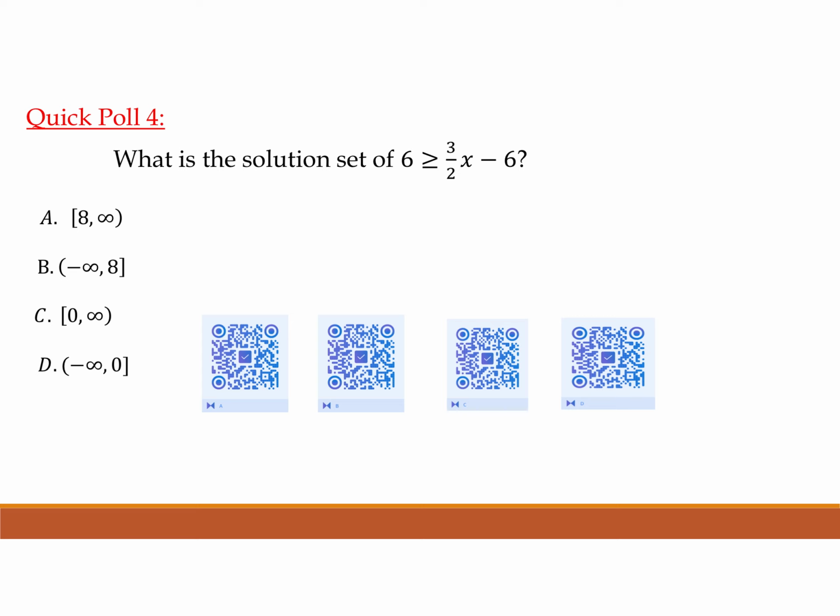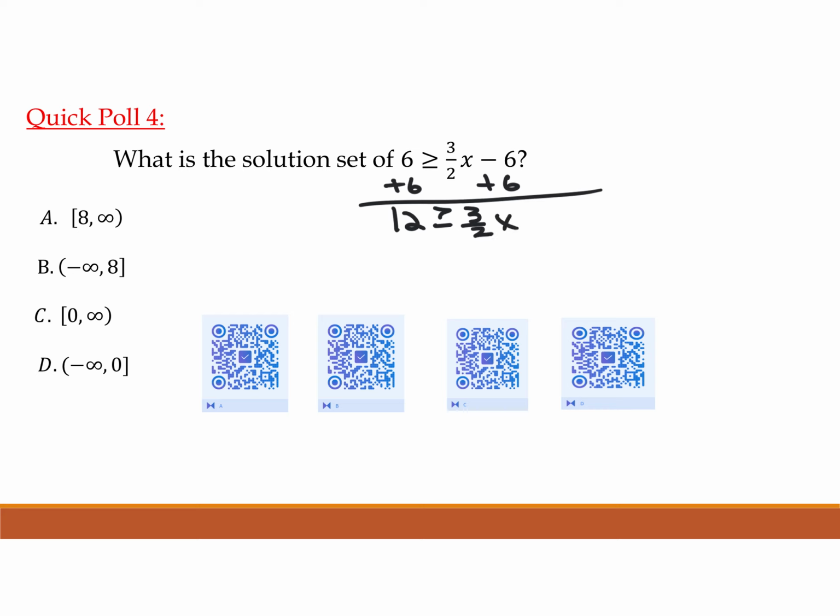All right, we have just an inequality, one variable. This one is not a compound inequality, so we are going to solve. We're going to add 6 to both sides. We have 12 greater than or equal to 3/2 x.